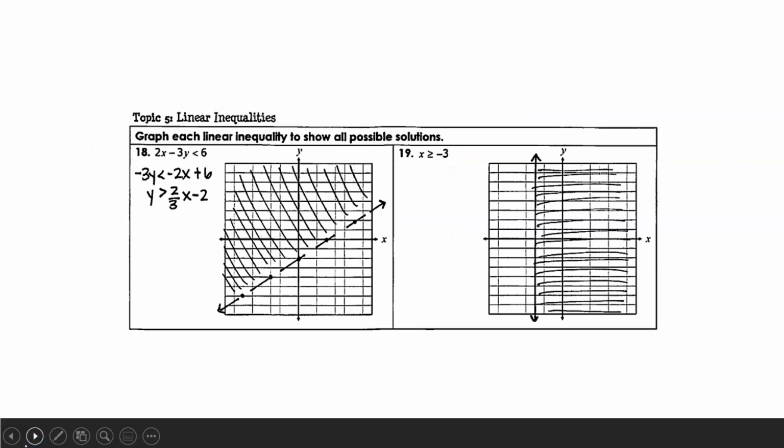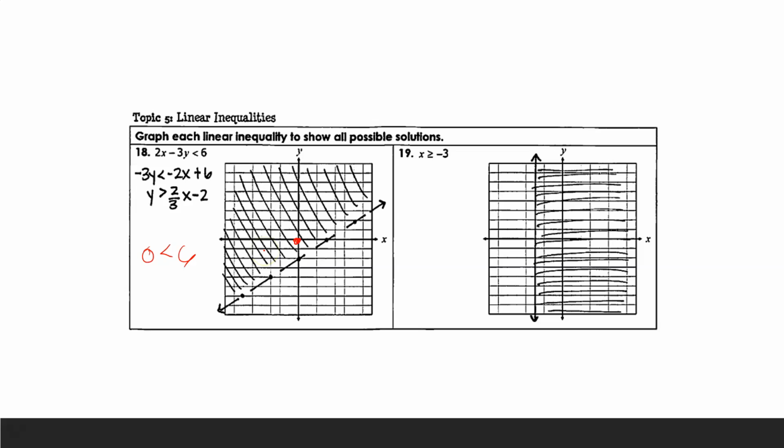All right, here are your linear inequalities. Remember that if it's less than or greater than, your line is dashed. If it's or equal to, your line is solid. So you're going to rearrange this to slope-intercept form. We're going to graph it, and when we pull our test point, we're going to plug it in to see if it's true. So 0 is less than 6, so we colored the test side with the test point in it.